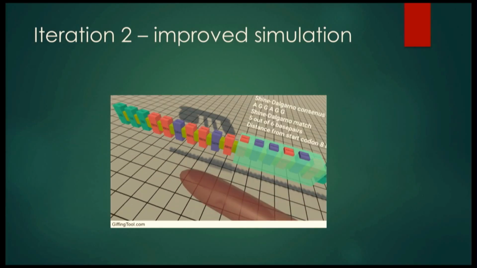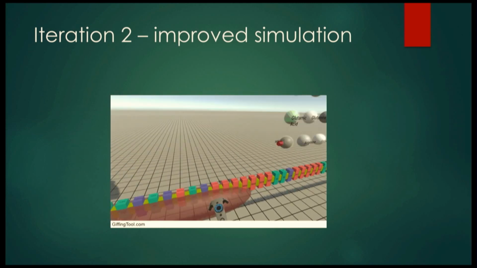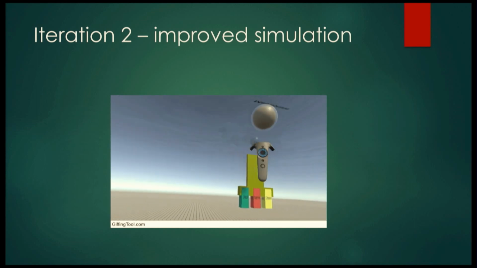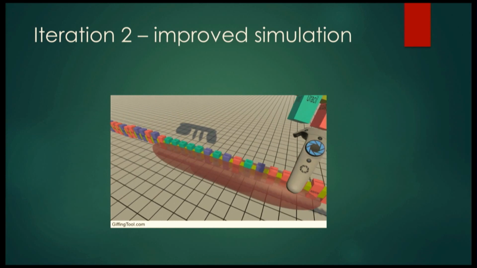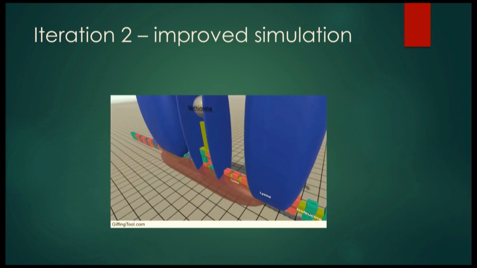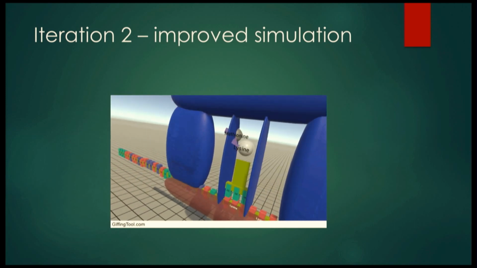For the second iteration, we focused on adding more depth to the simulation by adding attachment of the ribosome to the messenger RNA. And it turned out that this was the thing that the students struggled the most with remembering. It was also the point where we had most interaction problems.